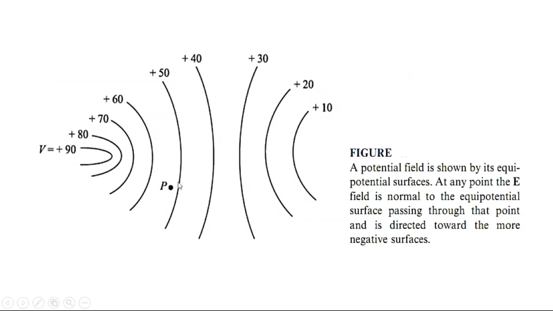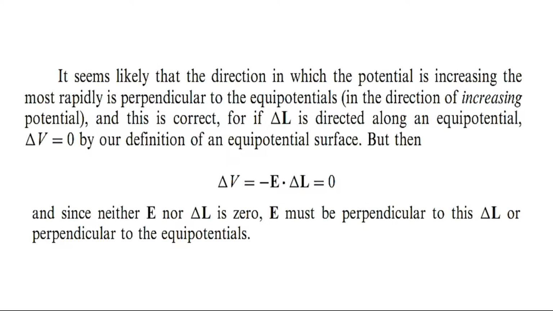If we take del L along the equipotential surface, E must be perpendicular to del L. As we showed here, E cannot be 0 and del L cannot be 0, so it means that there must be an angle of 90 degrees between E and del L to result in 0. Why? Because we have taken del L along the equipotential surface. So E must be perpendicular to del L to result in 0.